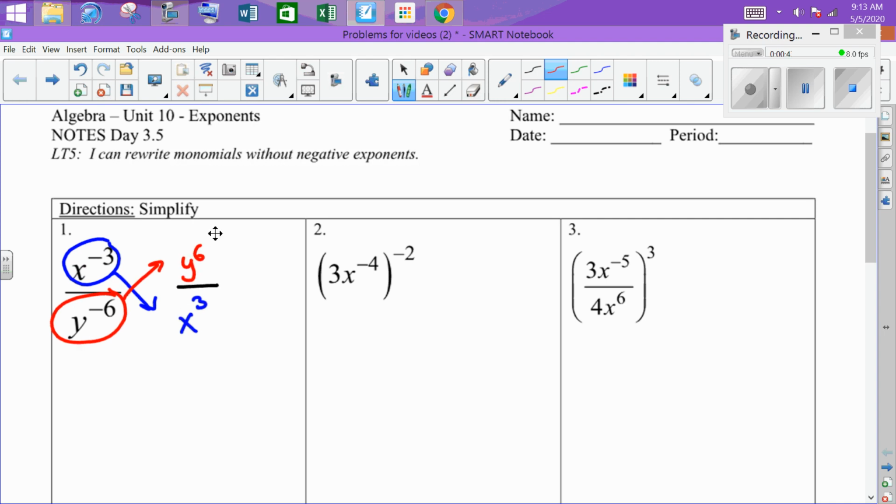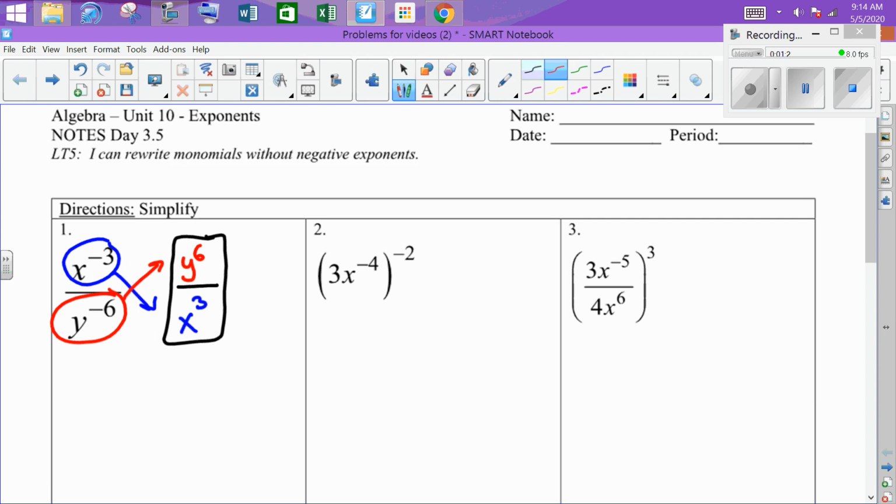Now when I rewrite it as positive, if these were both the same variable, then I could go further, saying the exponent on the top is larger than the exponent on the bottom, so there's 3 more x's and get this. But because these are different variables, they're different bases, I cannot simplify any further, and I'm left with just this.